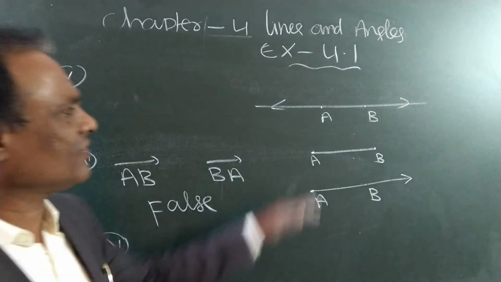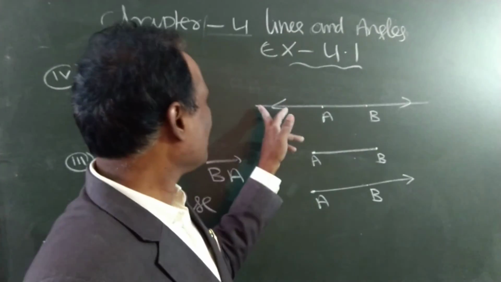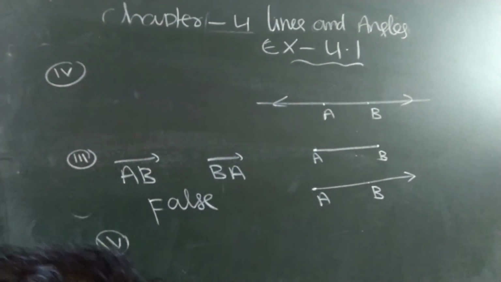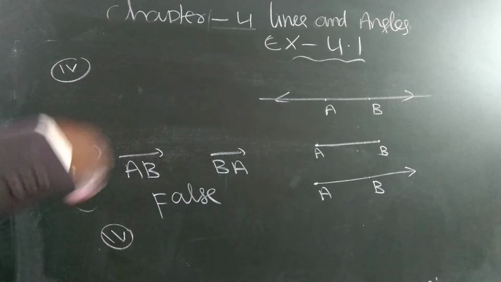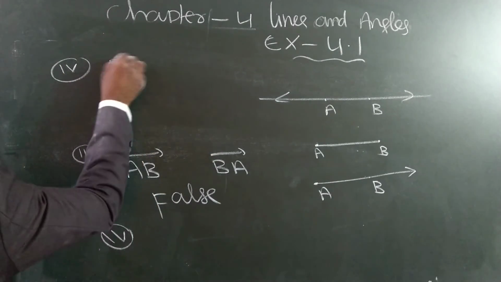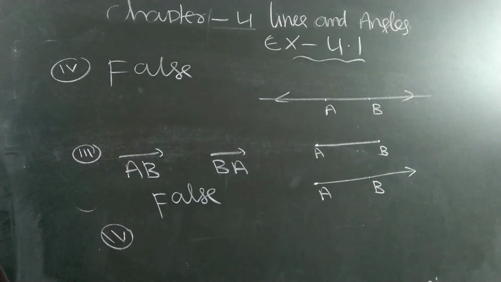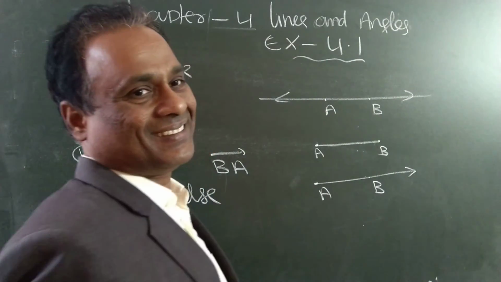We can't measure it because it does not stop here, it will continue, and it does not stop here, it will continue. So a line having some length is wrong. A line will not have any definite length, it will have infinite length. So "a line has definite length" is false. A line has infinite length, no end. If there are ends, it is a line segment.